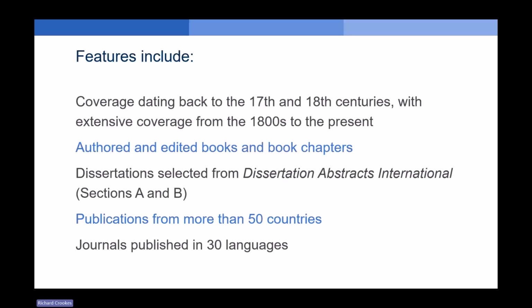So some further information here. I mentioned going back 600 years. So you're looking at the 17th, 18th centuries, with extensive coverage from the 19th century onwards, and authored and edited books and book chapters are also included, and dissertations from Dissertation Abstracts International, and publications from more than 50 countries and published in 30 languages. So journals published in 30 languages. So it's really a global research database that is available on the EBSCOhost platform.